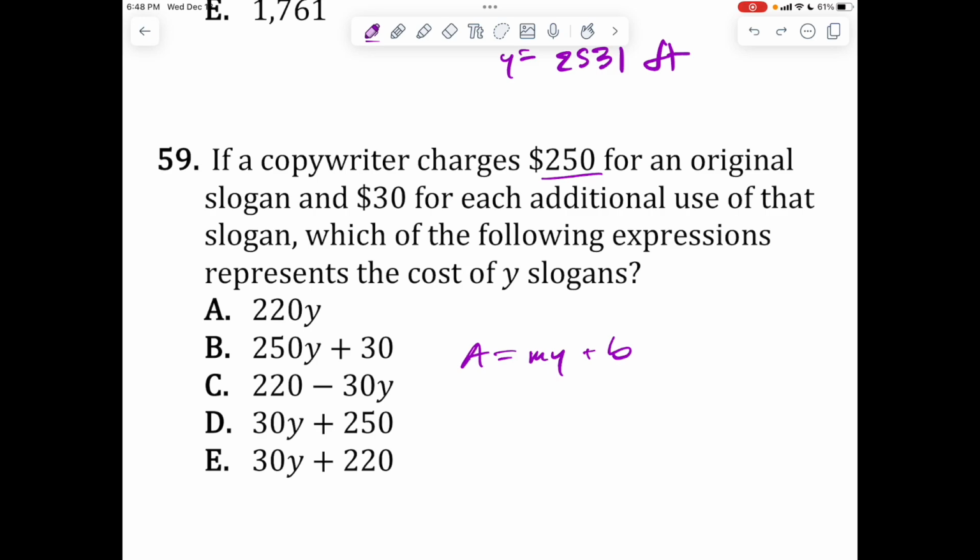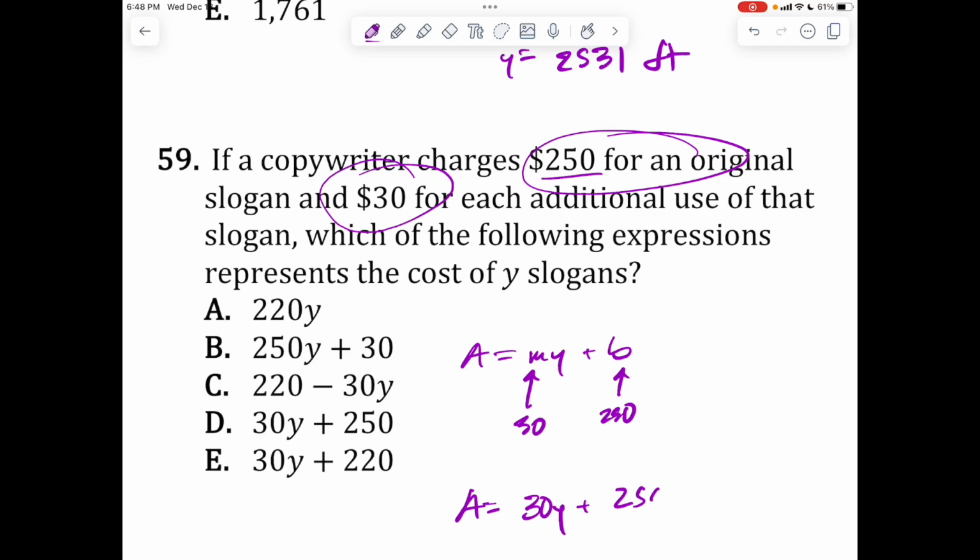So I think, okay, the original charge is 250, so that has to be B. And the $30 for each one is going to be M. So it's going to be A equals 30 Y plus 250, right? Done. Or sorry, but that's actually wrong.